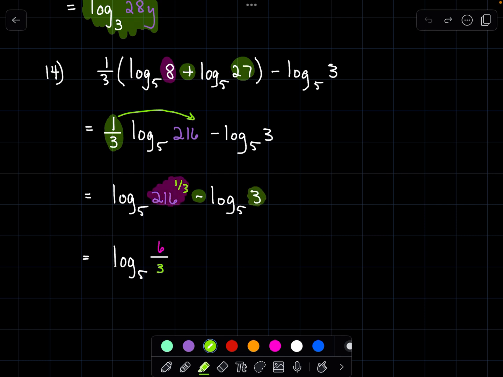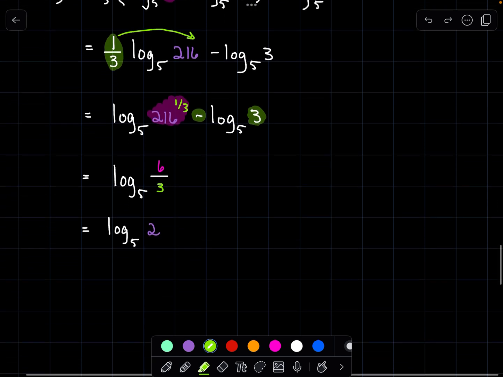So therefore, 216 to the 1/3 is really 6, and we have 3 on the bottom, and we know 6 divided by 3 is 2. And we get a final, condensed answer of log base 5 of 2.